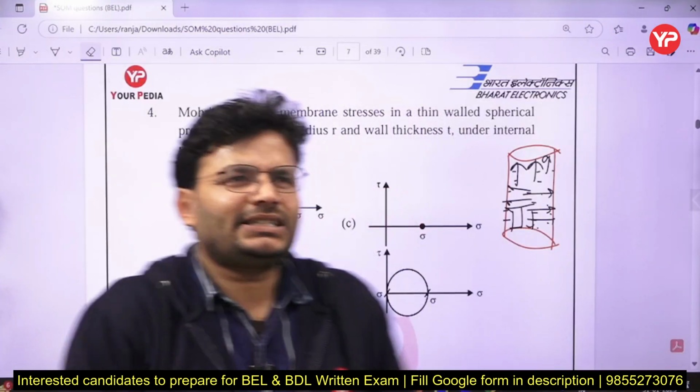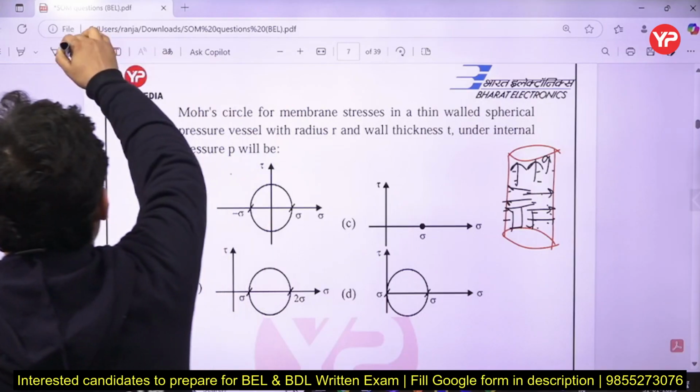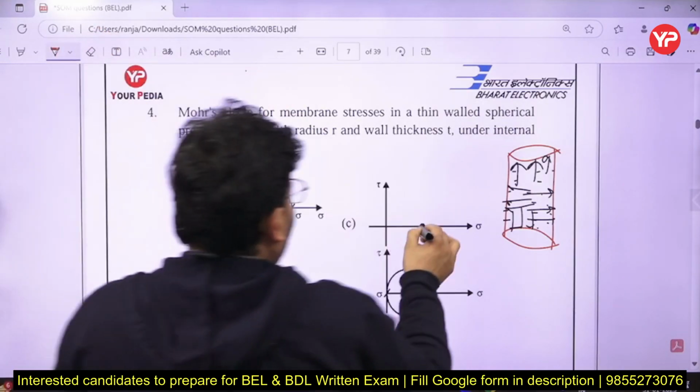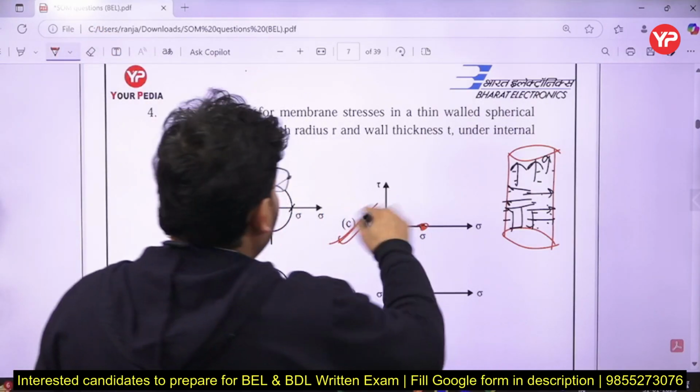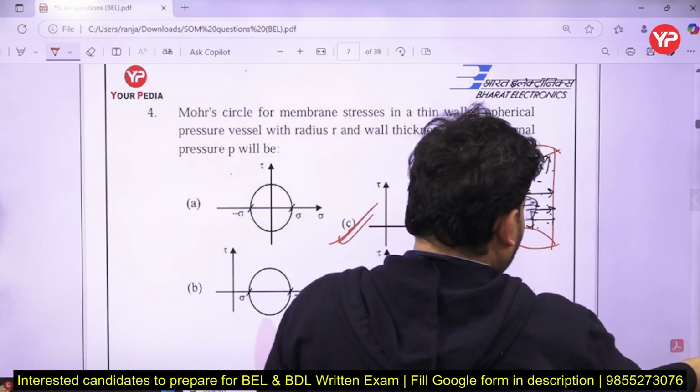That is the next question. Again, simply in this case, if you go through it, you will get the Mohr circle as a point. So the correct answer will be C.